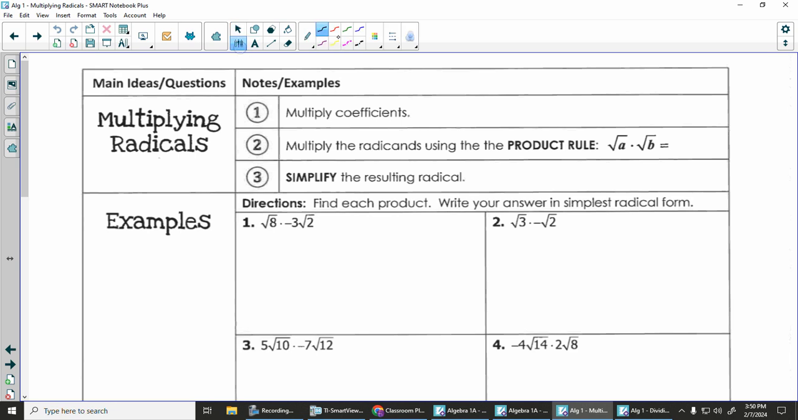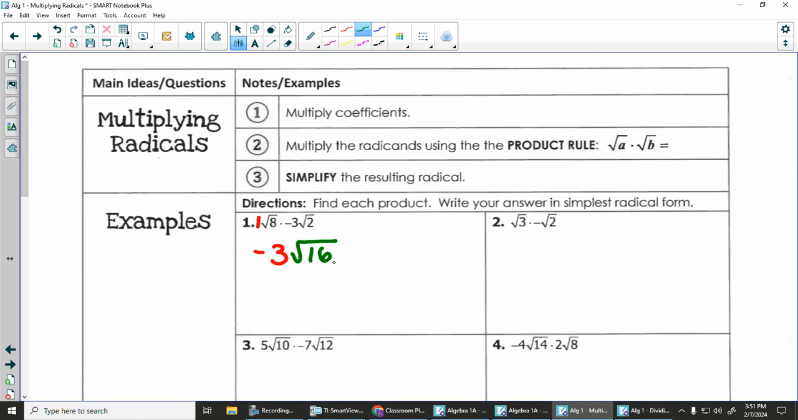So for instance here, in number 1, it says find each product, write your answer in simplest radical form. Now remember, this square root of 8 here, or this radical 8, that really technically is a 1 radical 8. So when step 1 says multiply the coefficients, we're going to do a 1 times a negative 3, which will give us negative 3 in the front. Then we're going to multiply the radicands, what's under my square root. And 8 times 2 is 16.